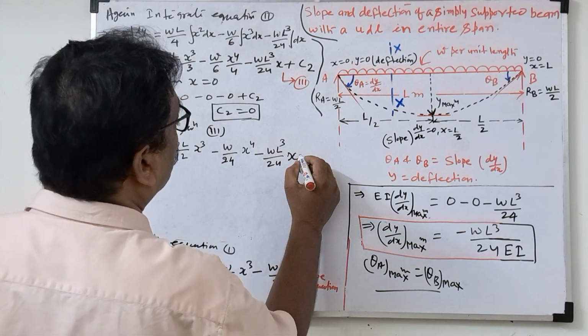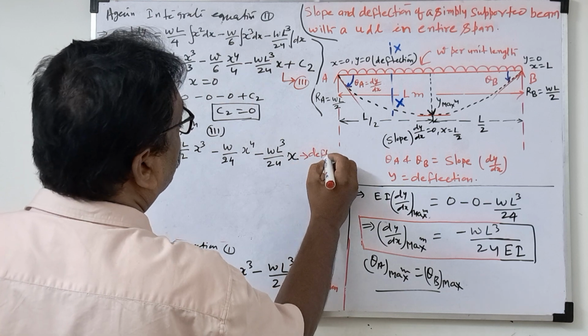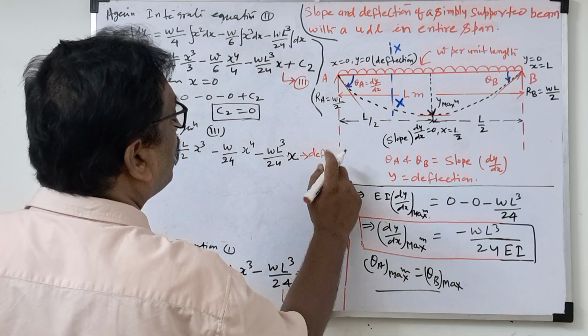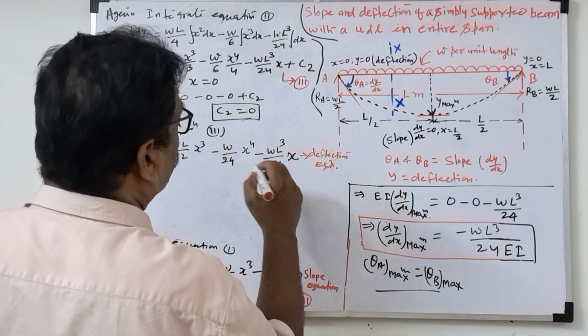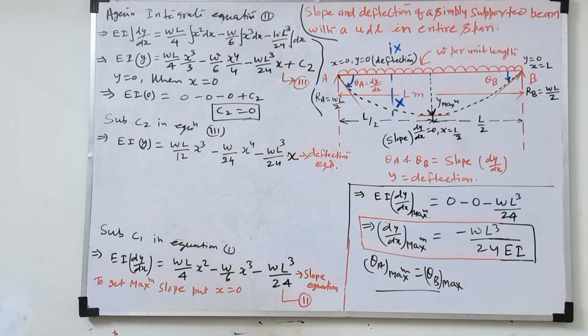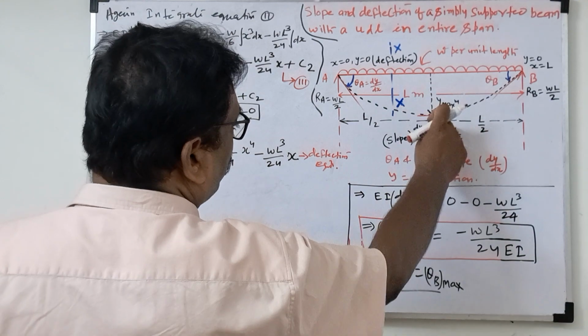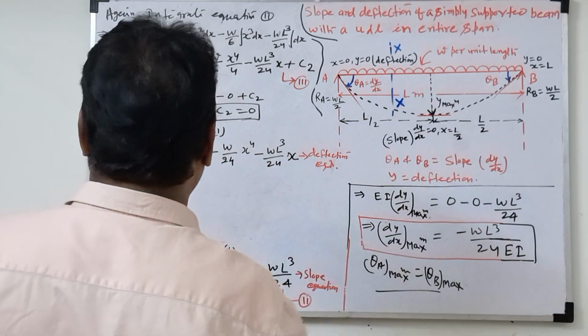The earlier one is the slope equation. This equation is known as the deflection equation. So what deflection equation did we get? EIy equals WL by 12 x cube, minus W by 24 x4, plus WL cube by 24 x. This is called the deflection equation. Now, how to get the maximum deflection? The deflection will be maximum when x is equal to L by 2.